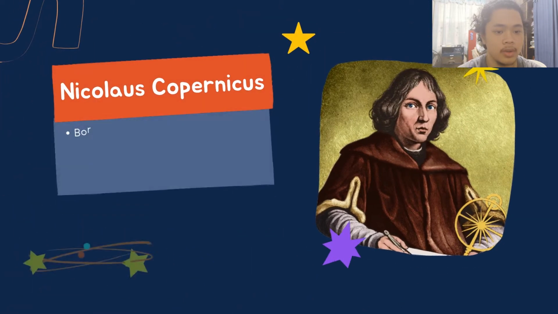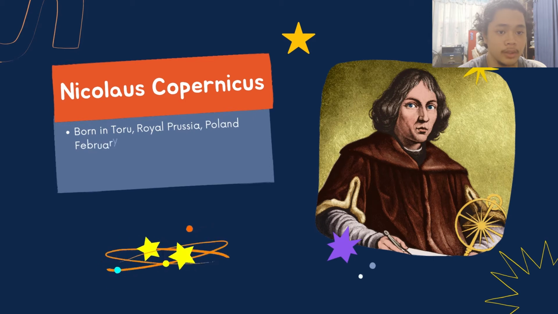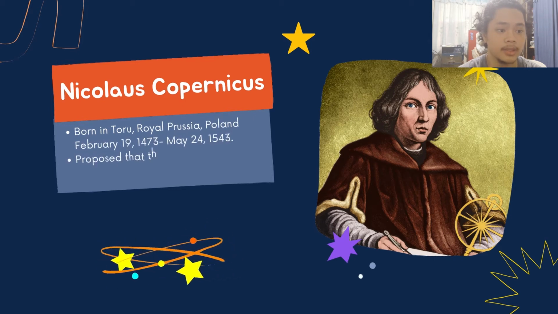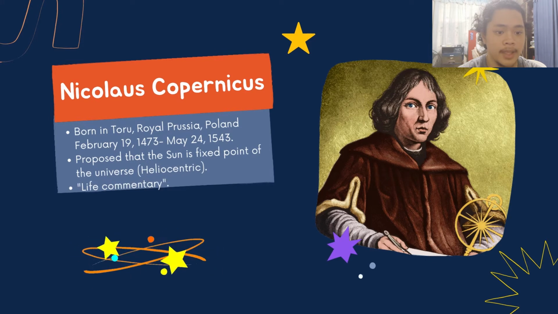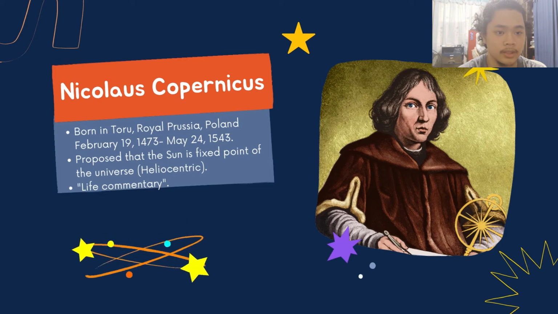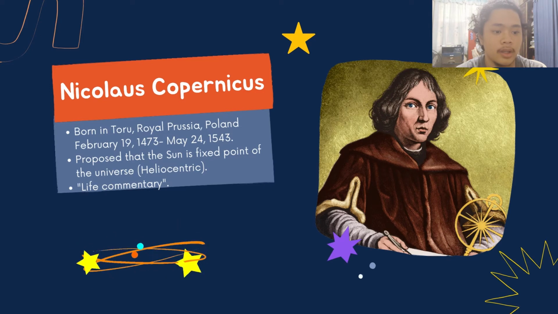Nicholas Copernicus, born in Toruń, Royal Prussia, Poland, on February 19, 1473, and died in Frombork, Poland on May 24, 1543. He is a Polish astronomer who proposed that the sun is the fixed point to which the planets' motion should be referred, and that the Earth is a planet that, in addition to orbiting the sun annually, also rotates once daily on its own axis, and that the precession of the equinoxes is caused by very slow long-term changes in the direction of this axis.